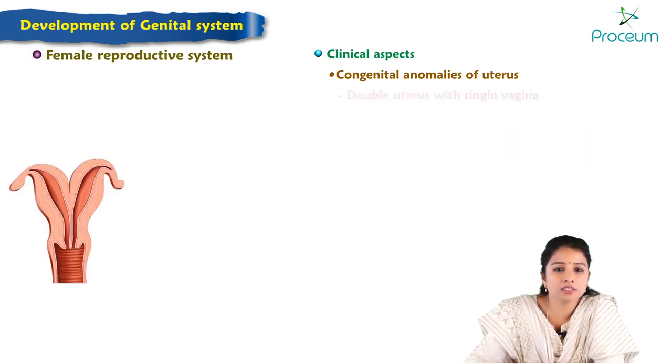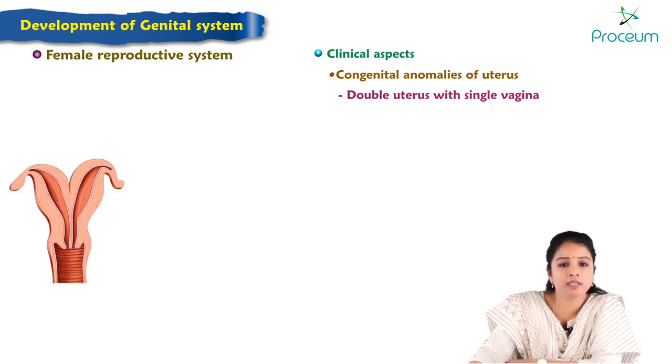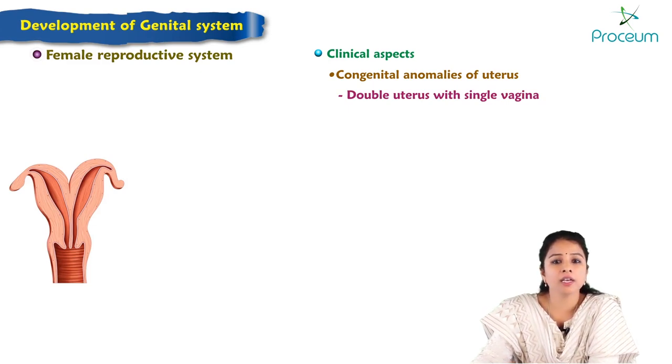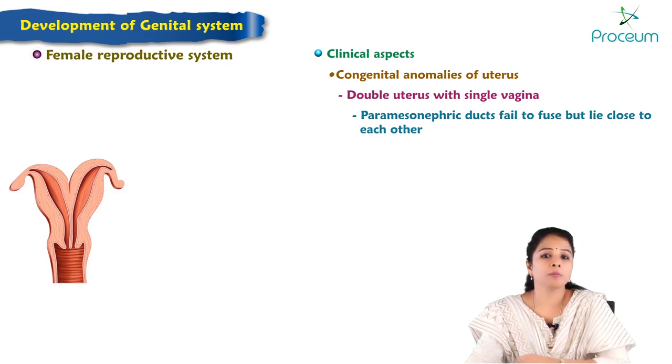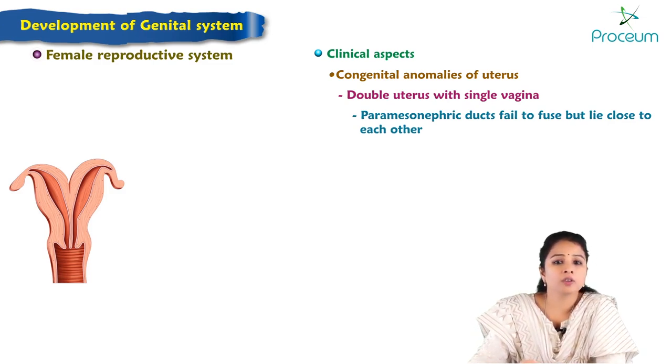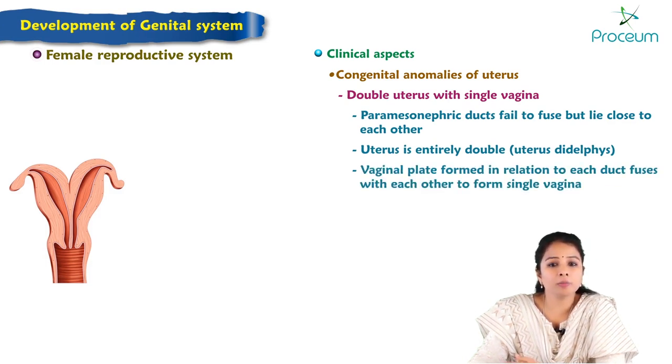The next condition is double uterus with a single vagina, otherwise called uterus didelphus. So here is the image of uterus didelphus. It occurs when the paramesonephric ducts fail to fuse but lie close to each other. As a result, the uterus is entirely double. You can see the two uterine cavities, and the vaginal plate formed in relation to each duct fuses with each other to form a single vagina.